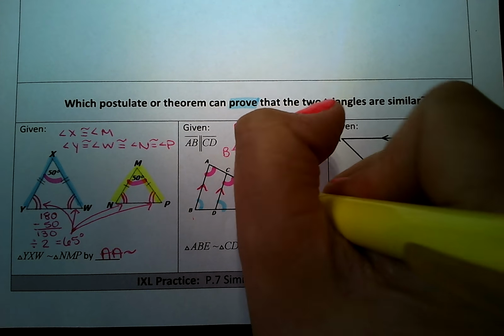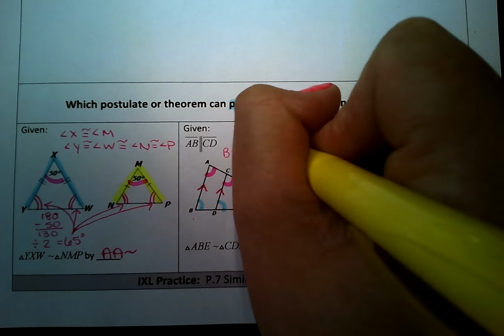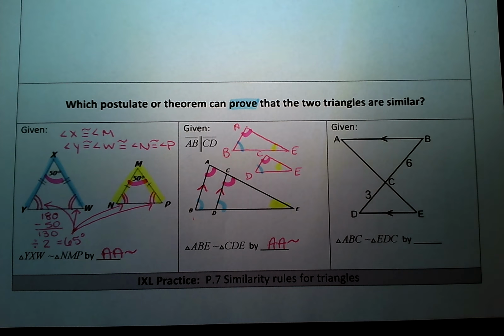Side note, angle E down here has to be congruent to itself. So really this is the AAA similarity postulate, but we just need two angles to prove them similar.